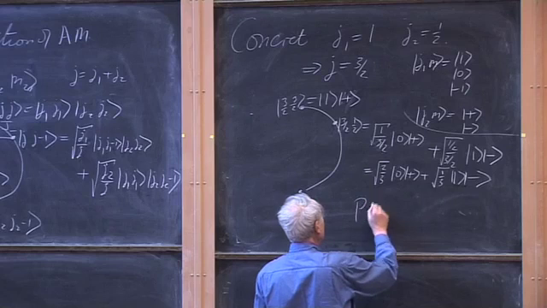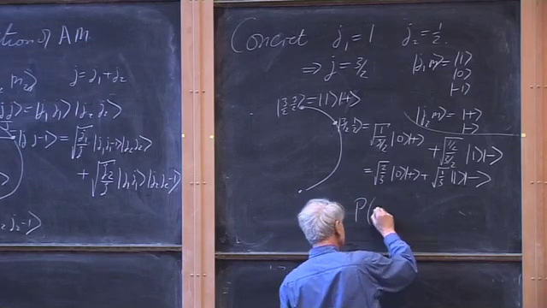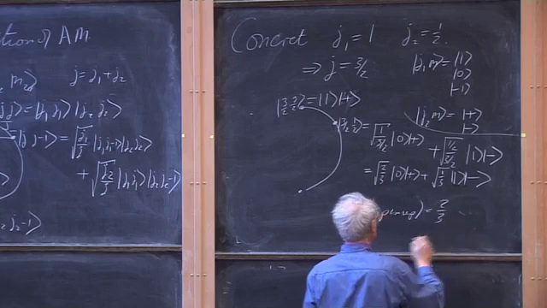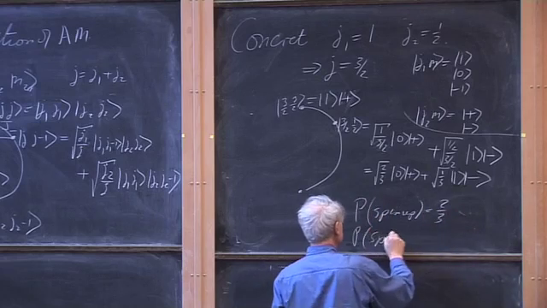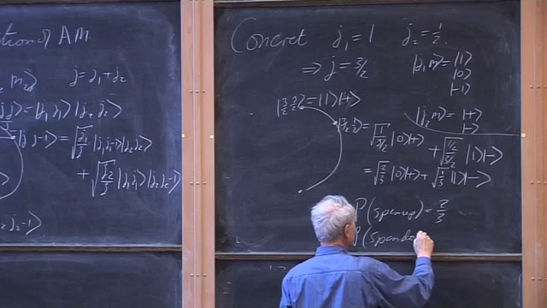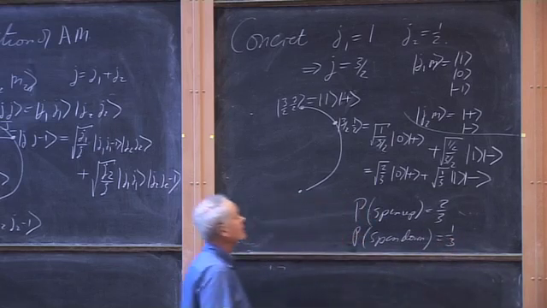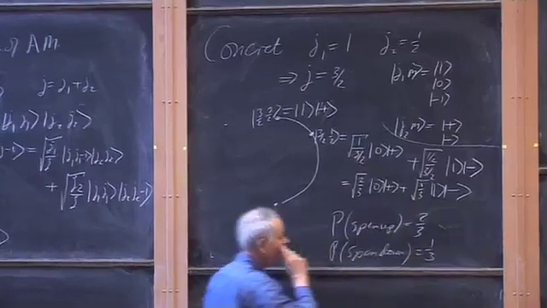So we have that P spin up equals 2/3, and P spin down in this particular state is equal to 1/3. That's the physical meaning of these numbers here.